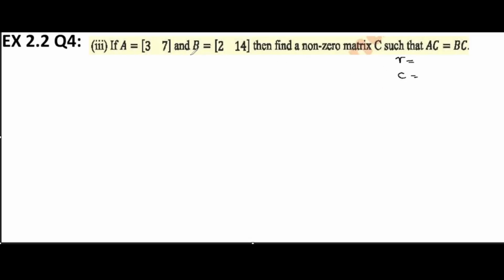Again we have to use the same rules. As there are two columns in the first matrix, for it to be eligible to be multiplied with another matrix C, that matrix should have the same number of rows as the number of columns of the first matrix. So there are 2 rows in the second matrix. Now we have to find how many columns should be here.